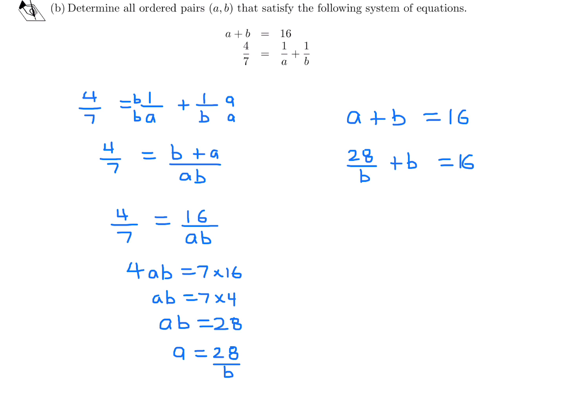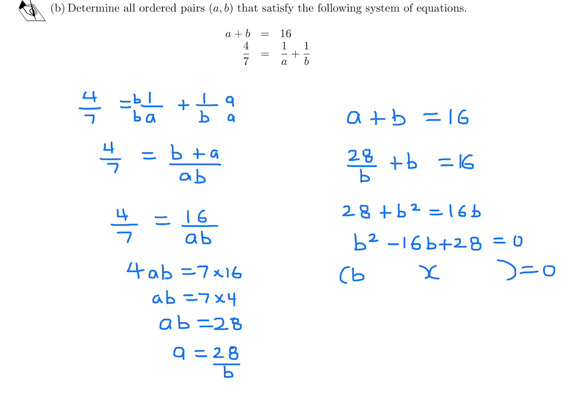Now I've got only one variable, so I can solve this. So multiply through by b, and I get 28 plus b squared is 16b. Put everything on one side. b squared minus 16b plus 28 is 0. And I believe this should factor.